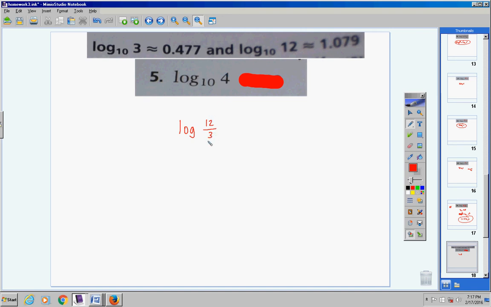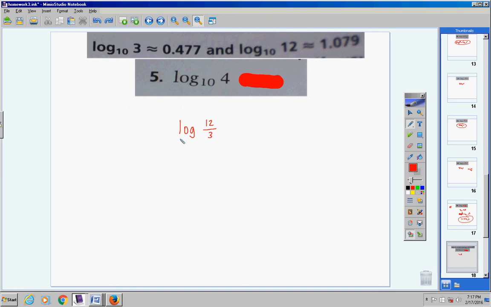Why, Mr. Earhart? Why those two numbers? Why not put 16 divided by 4 or 20 divided by 5? I'll tell you why. I chose these two numbers because I have a 12 here and I have a 3 here. So I wanted to use 12s and 3s because here's why.